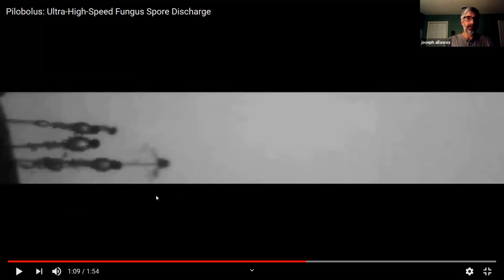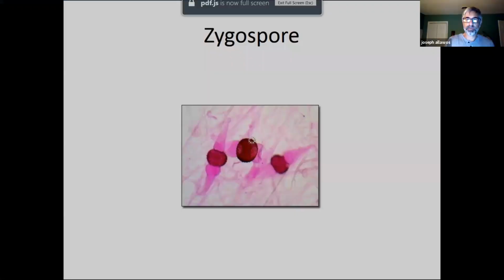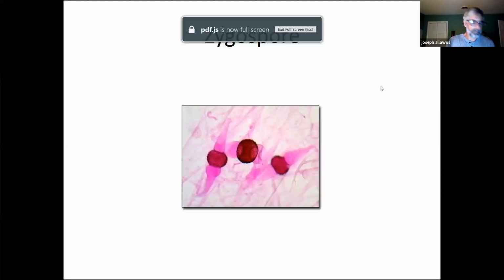Okay, there you have it. Now you can say you've seen the shotgun fungus shooting its sporangia cannon. So what makes it a zygomycota? That's the next thing we have to discuss and think about, and that leads us into looking at the life cycle of this organism.